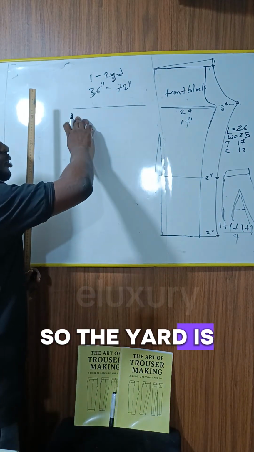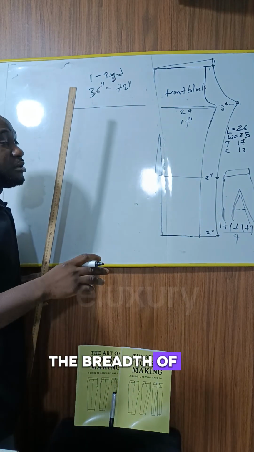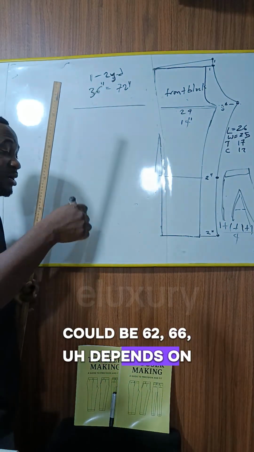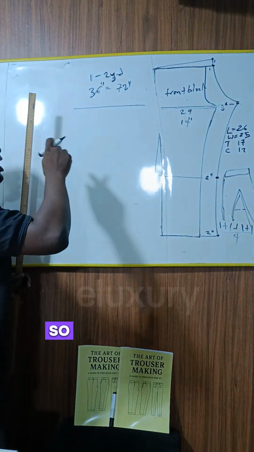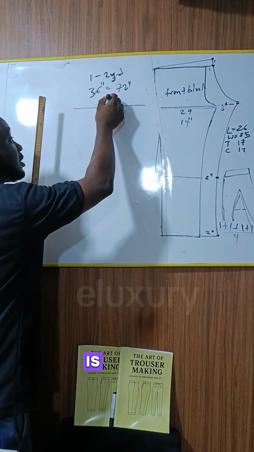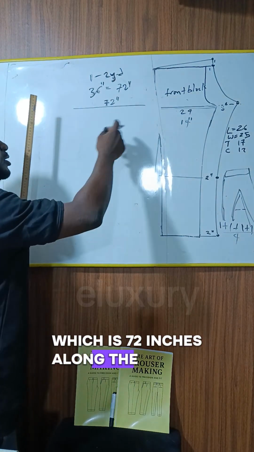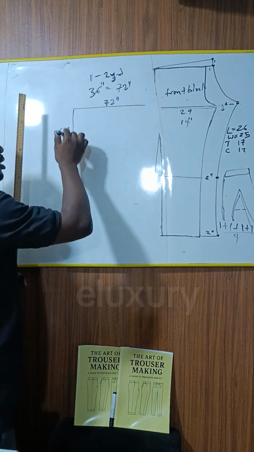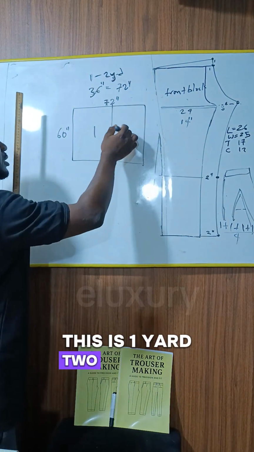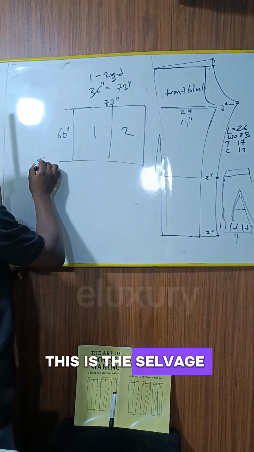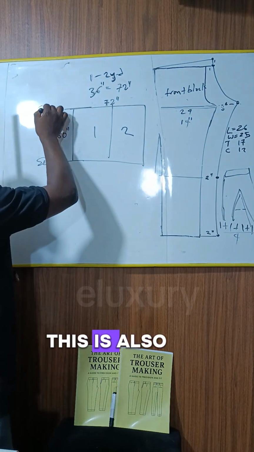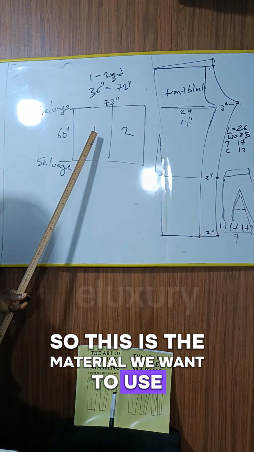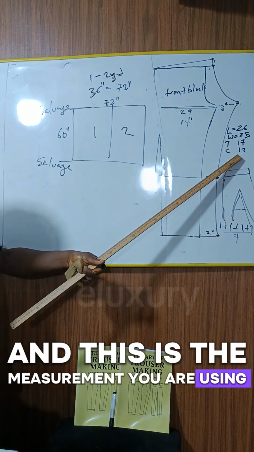So the yard is measured along the selvage, and the breadth of the material is 60 inches at least. It could be 62, 66, depending on the kind and brand of material you are using. On average, the length we are using is 2 yards, which is 72 inches along the length of the material, the selvage, while the breadth is 60, a minimum of 60 inches. This is 1 yard, 2 yards. This is the length. This is the selvage. This is also the selvage. The fabric has 2 selvage lines. So this is the material we want to use, and this is the measurement we are using.